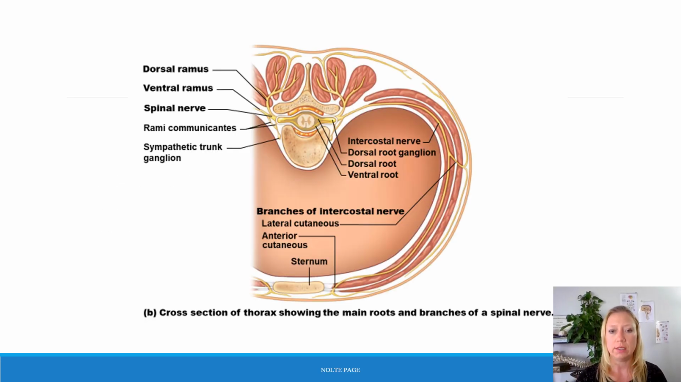Good. And you can see here we have our dorsal ramus coming off here, right? So dorsal coming out of here, so we see our cord, yeah. And then our spinal nerve, and then we could see ventral going to the front, dorsal going to the back. You can see a little bit of that sympathetic chain here. Good.